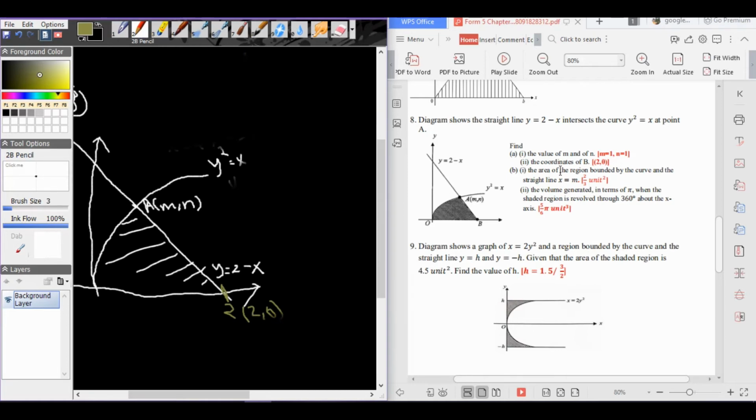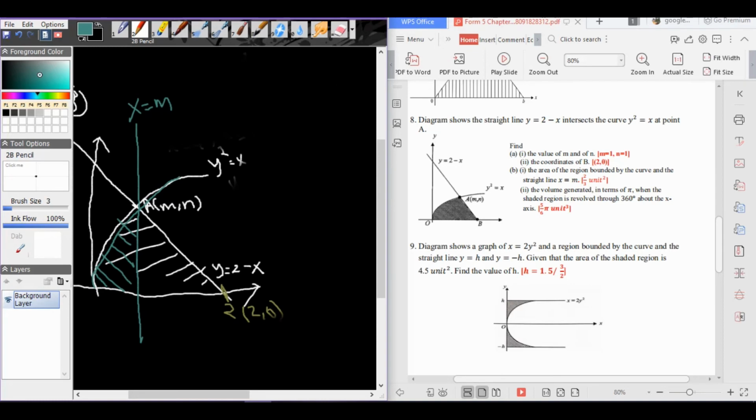B, the area of the region bounded by the curve and the straight line x equals m. So x equals m will be this one. This is x equals m. So the region bounded by the curve and this straight line will be this part. Look, this curve and this straight line, the region they enclose is only this part.